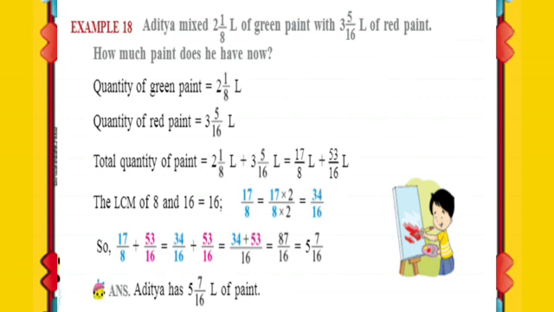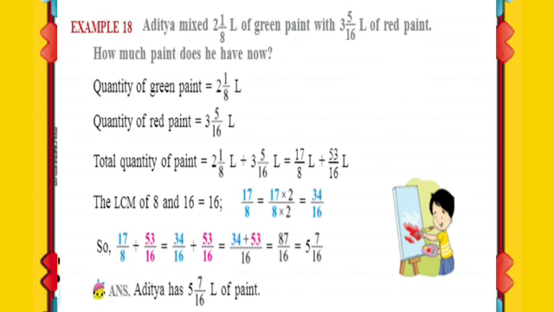As the denominators are different, you will take the LCM for 8 and 16. So when you take the LCM for 8 and 16, you get the LCM as 16. Now keeping the denominator as 16, you find the equivalent fractions for 17 by 8 and 53 by 16, which is nothing but 34 by 16 and 53 by 16.